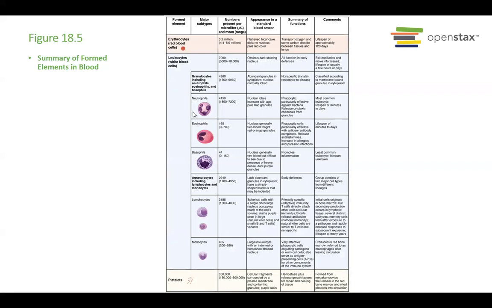Okay, summary of formed elements. So these are our formed elements. We talked about the erythrocytes and the leukocytes and the platelets. What's another name for the red blood cells? Erythrocytes. What's another name for white blood cells? Leukocytes. At least when you see it in the multiple choice, you can find it.